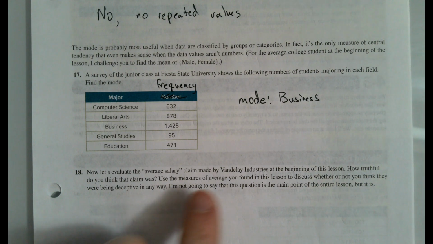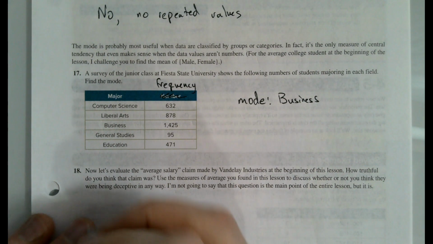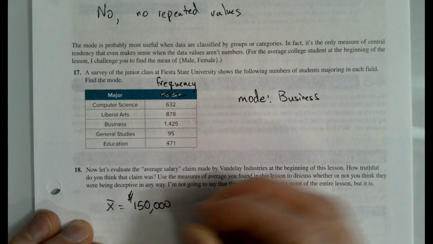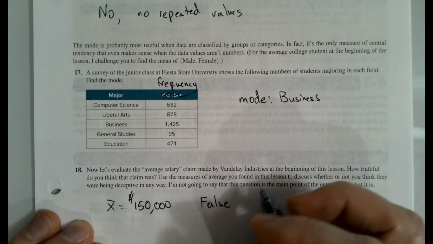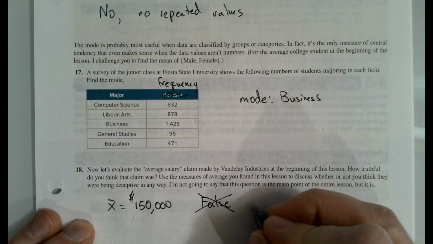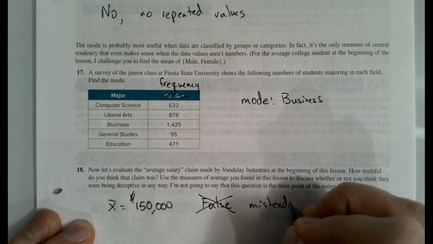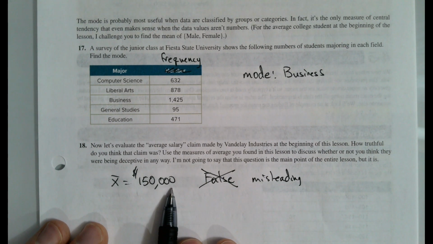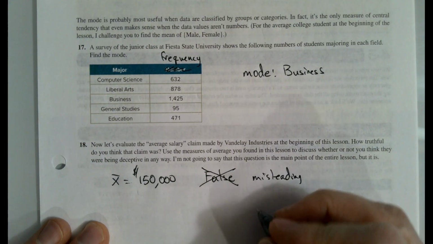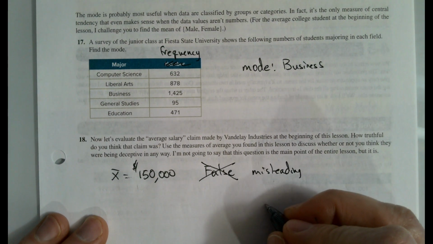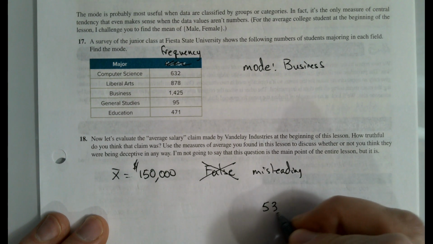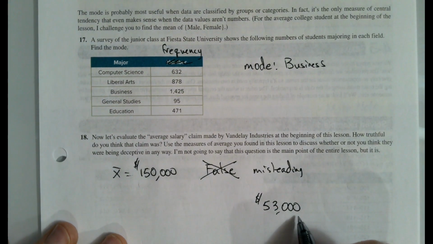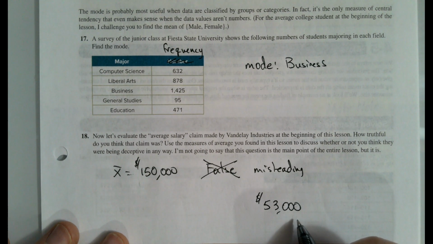When we look at the claim for the Vandelay Industries, where they said, hey, the average salary at our company is $150,000, we are going to say that is false. Or maybe that's too strong of a statement. We're going to say that's misleading, because it's technically right. The mean was roughly 150,000. It's misleading because the more accurate average was probably the 53,000 or the 52,500, which was the median. This is closer to the typical salary of an employee at Vandelay Industries.